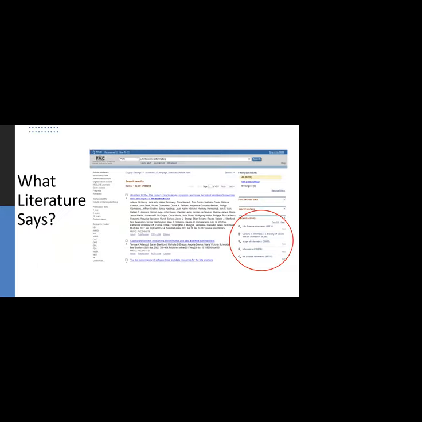When I was searching through PubMed, as you can see on the right-hand side of the screen, it shows the number of articles available for keywords like life science informatics, scope of informatics, or informatics. So I thought I'd see what the literature says. I found a lot of articles written on informatics and life sciences. This is what the industry requires now; this is what the industry is looking for, the present-day requirement of the industry.